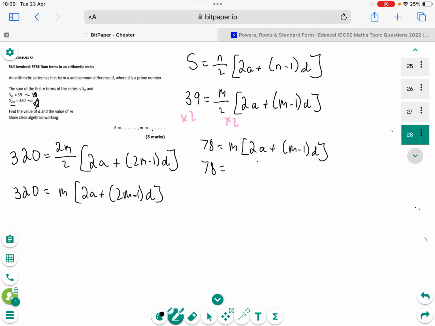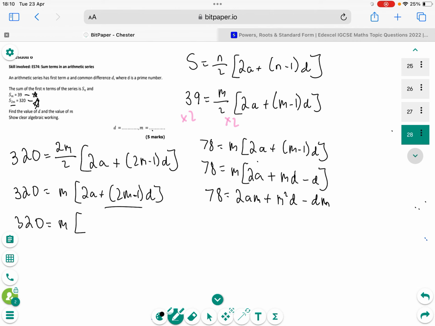So 78 equals m times 2a, m times d is md, negative 1 times d is negative d, and we'll expand this even more. m times 2a is 2am, plus m times md is m squared d, m times d is dm, or md, whatever you want. Same thing here, so 320 equals, let's expand these brackets first. 2a plus 2md minus d.